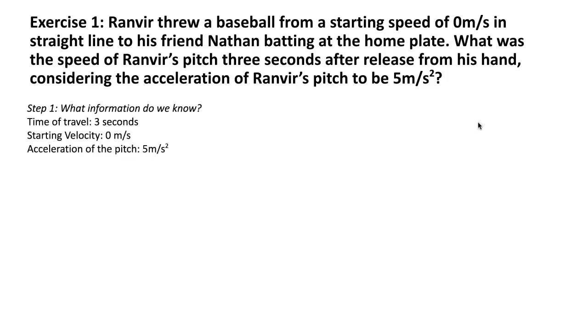Alright, so the first step with a problem like this is to acknowledge what information we know. Here we know the time of travel to be 3 seconds, the starting velocity to be 0 meters per second, and the acceleration of the pitch to be 5 meters per second squared. So we have these 3 key pieces of information. Now that we have this written down, we want to consider what information we want to learn. In this case, we want to learn the velocity following 3 seconds of travel for the ball.